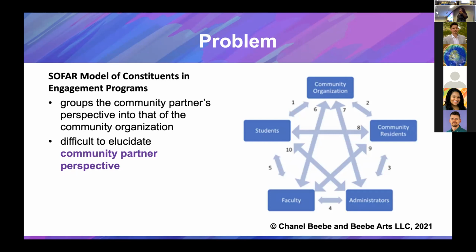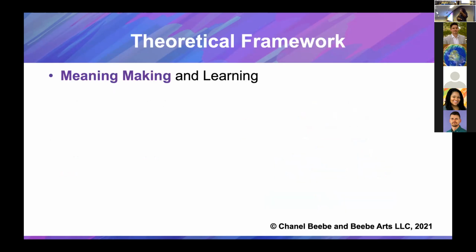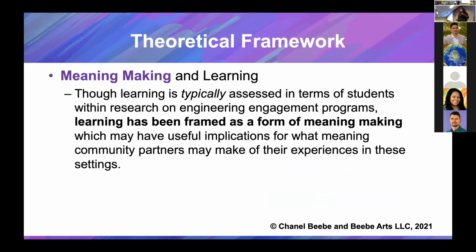So to me, this is a problem. And what I was hoping to do with my dissertation is to really figure out what might the experience of a community partner be, and what might that mean for the way that they're engaging in the space. Meaning making in and of itself is really nebulous, but it's actually been described as one of the first steps to learning, right? And typically when we think about learning, we're not really trying to address the learning of community partners or random adults on the street.